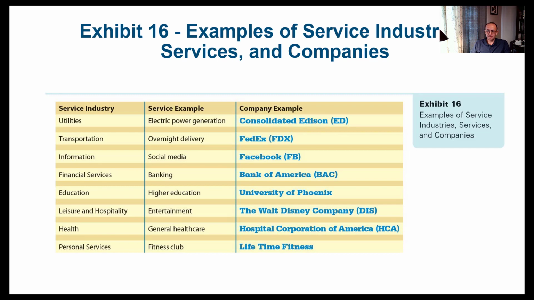Education, higher education, I'll use here maybe University of Phoenix or maybe some other, Chaffey College. Leisure and hospitality would be entertainment, Walt Disney or Disney Company. Health would be general health care, that's the service provided, so I'll use maybe Kaiser. Personal services, we have fitness clubs, something like Lifetime Fitness or Gold's Gym or something like that. So all of these are good examples of service industries.